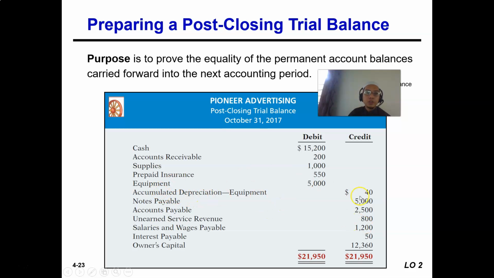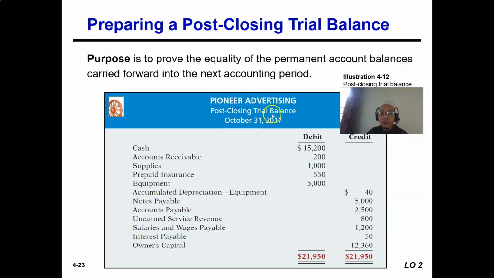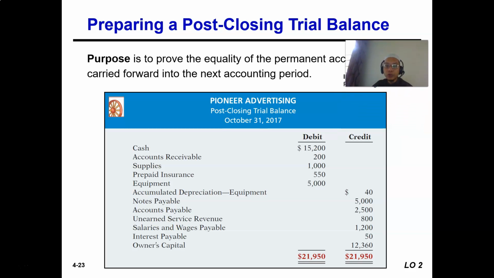Once all the accounts have been closed, we will prepare the post-closing trial balance. So what is a post-closing trial balance? The post-closing trial balance lists the balances of the accounts after all of the accounts have been closed. Remember the types of accounts that we have closed are the expense accounts, the revenue accounts, and thirdly the drawing account. So when we prepare the post-closing trial balance, we will find that there are no more expense accounts, no more revenue accounts, no more drawings account.